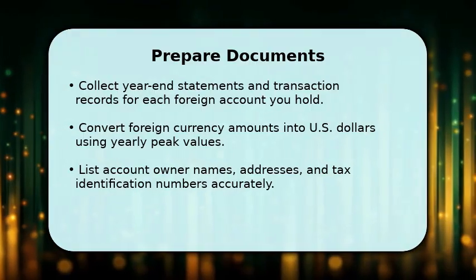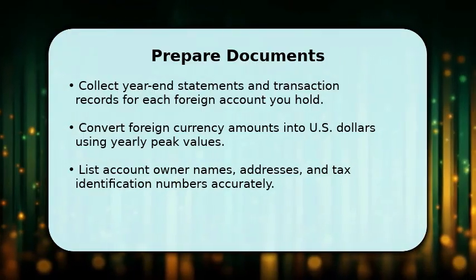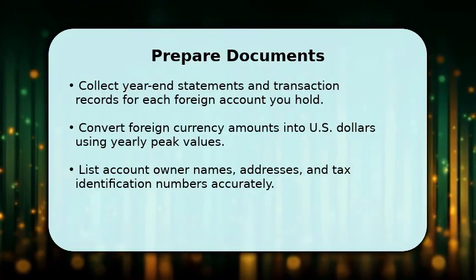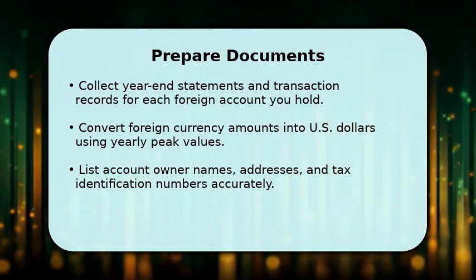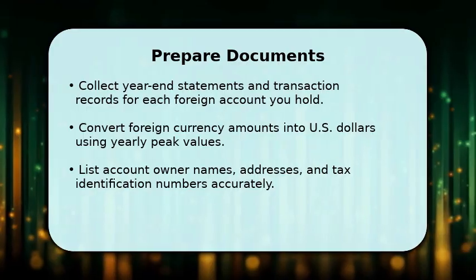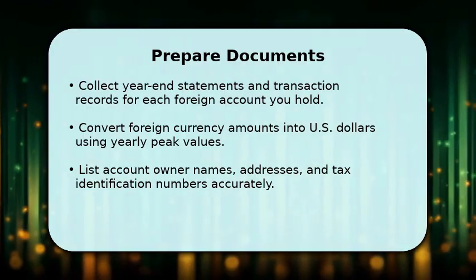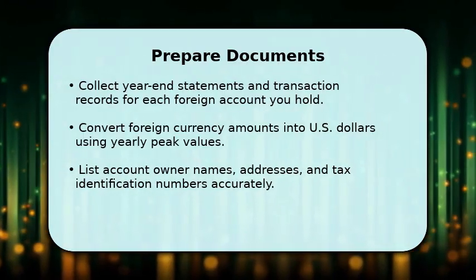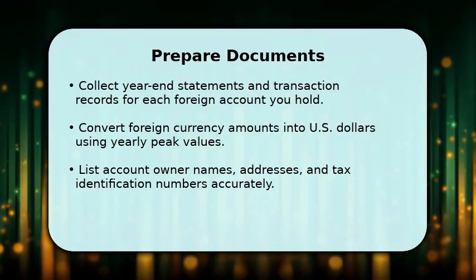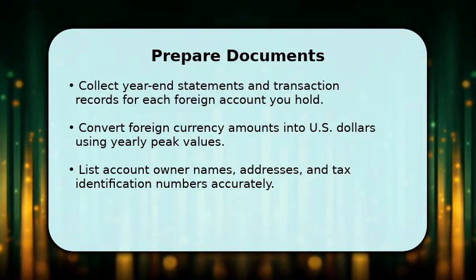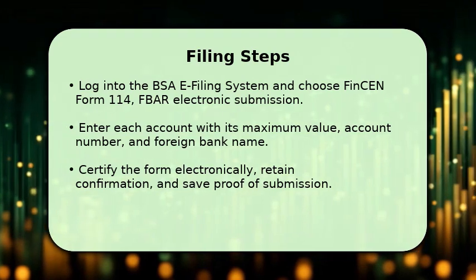Ensure each account's owner name, address, and TIN or SSN are recorded correctly. Organize supporting documents so you can reference them if asked, and keep copies for at least 5 years in case of review. Access the BSA e-filing system and begin a new FBAR submission for FinCEN Form 114.